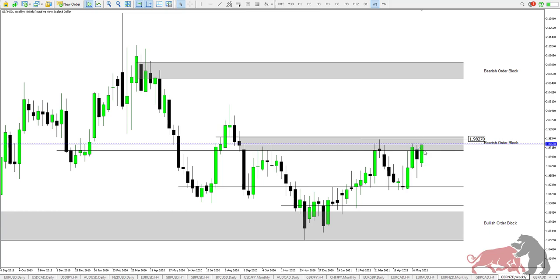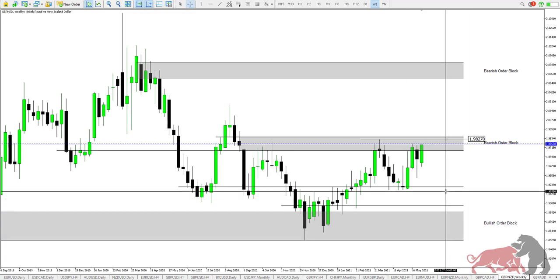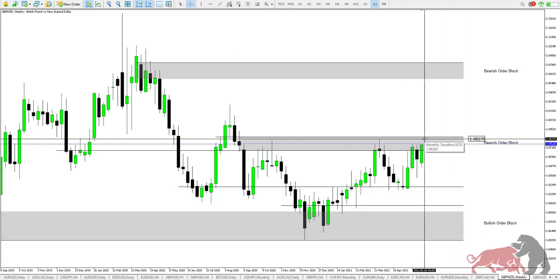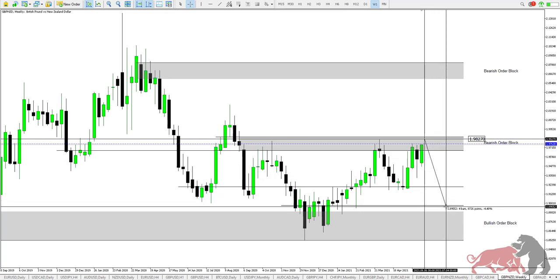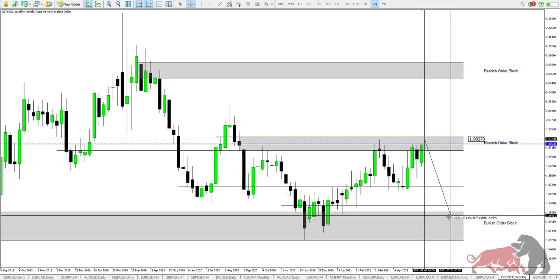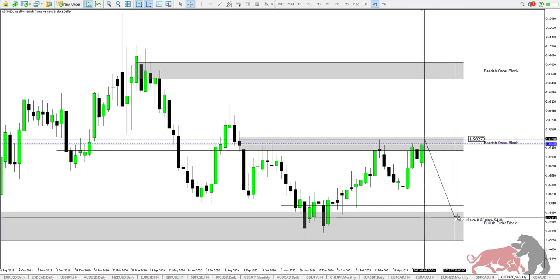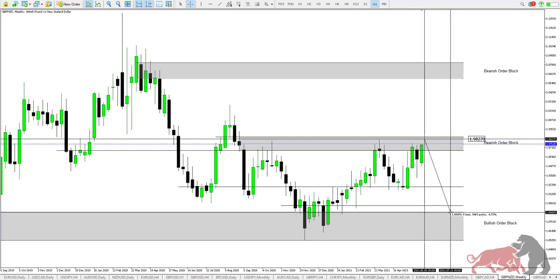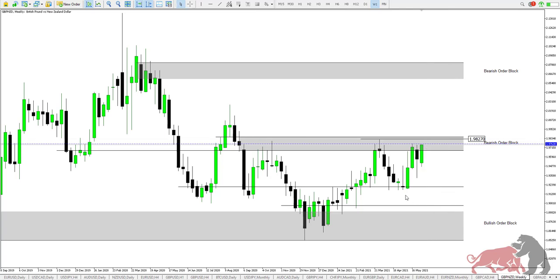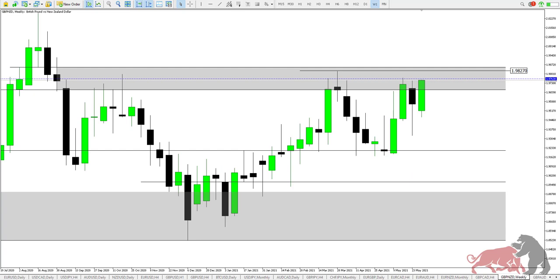Short trades to where your first, so I would say 1.98270 is your ideal shorting area back to this monthly bullish order block. So you've got a minimum of 946 pips. Now this is a weekly time frame, guys, take note. So the range is going to be big.